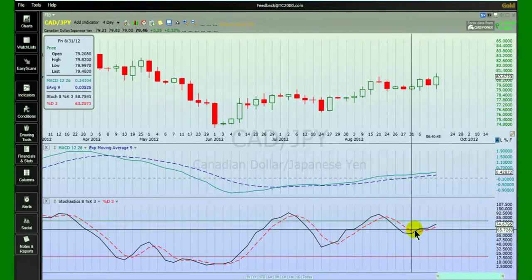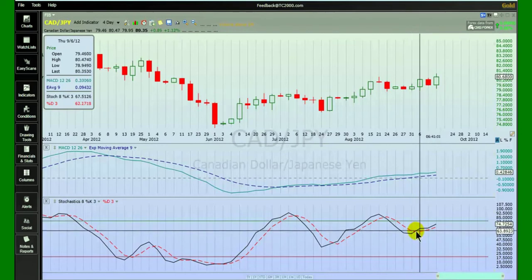You can see that at the same time this stochastic 8-3-3 is bullish, crossing above the moving average. You will see that on the daily chart the MACD at that point in time will also be bullish. Look on the top left hand corner of the chart, you see Friday the 31st of August 2012. You can see that on your top left hand corner. It was during that day, because we are on the 4 days chart.